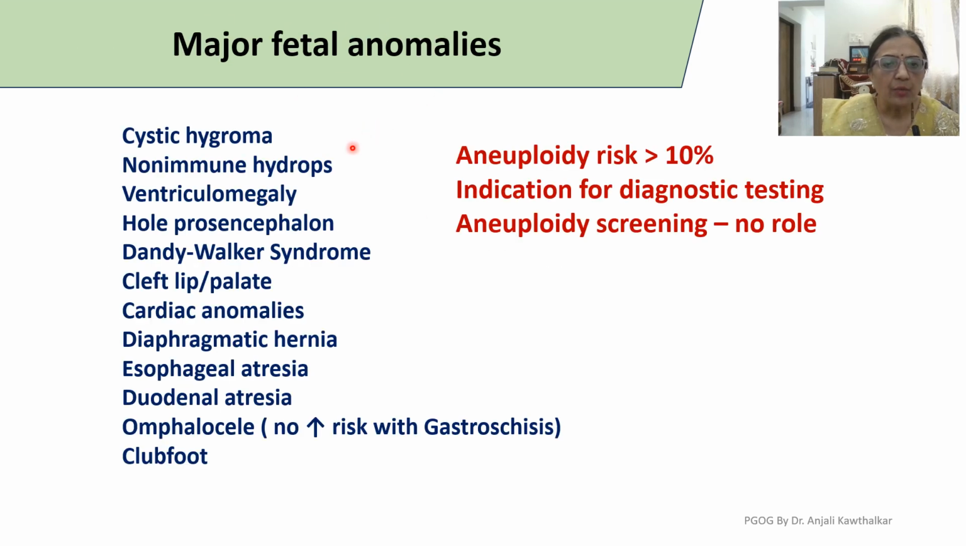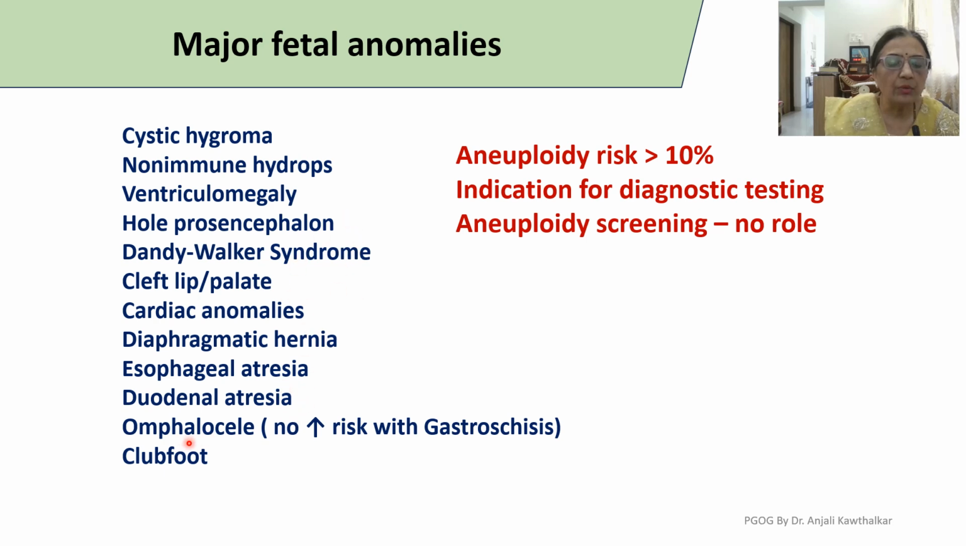Now, major fetal anomalies are cystic hygroma, non-immune hydrops, ventriculomegaly, holoprosencephaly, Dandy-Walker syndrome, cleft lip or palate, cardiac abnormalities, diaphragmatic hernia, esophageal atresia, duodenal atresia, omphalocele, and clubfoot. Now, with cystic hygroma, risk of aneuploidy is maximum, 50 to 70%, whereas in all the remaining, the risk is greater than 10%. Some of these even have a risk of around 30%, so much more.